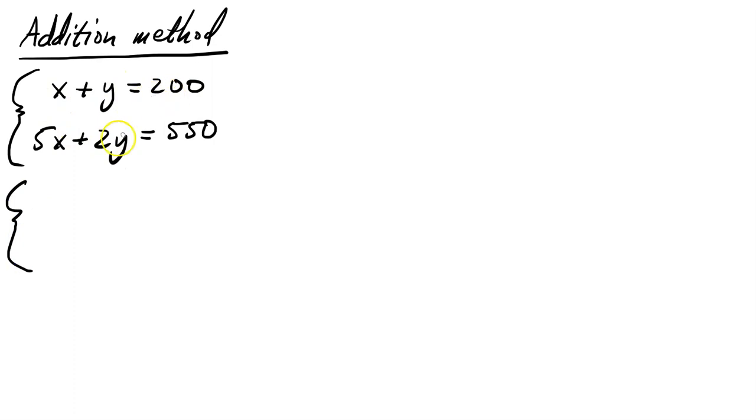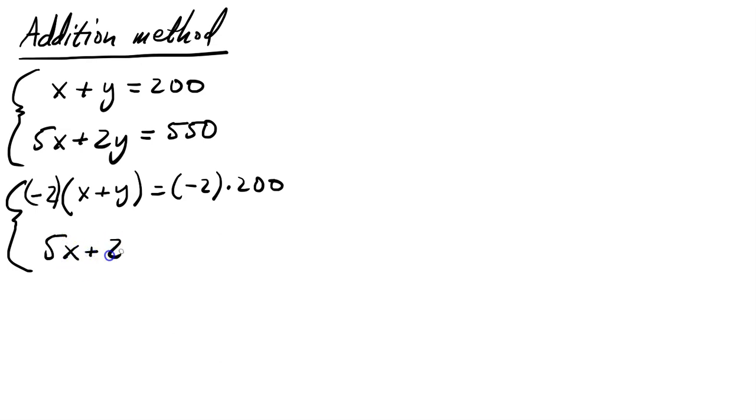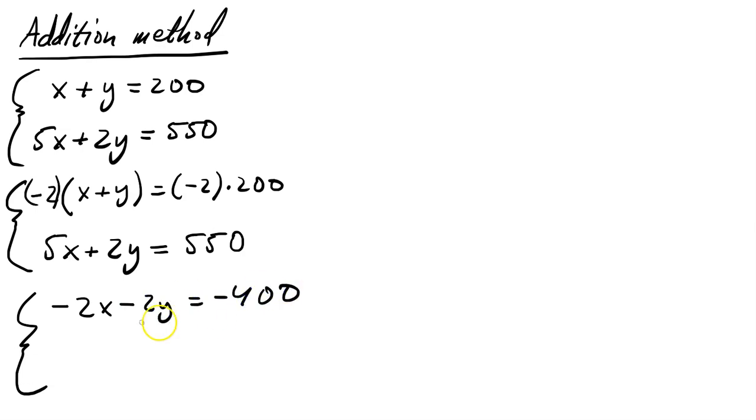So how can we change the first equation to make this happen? We rewrite it as the following. We multiply both sides of that with minus 2. So we multiply the first equation with minus 2. Then we will get this. And we keep the second one intact. Then we get minus 2x minus 2y equal to minus 400.